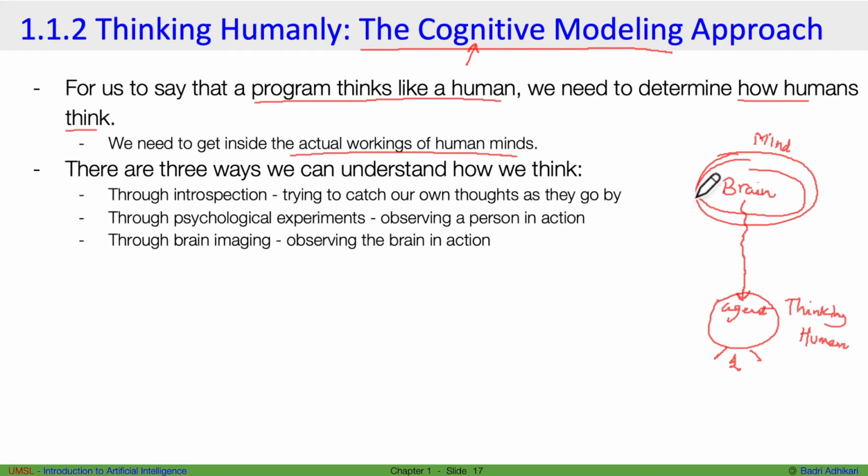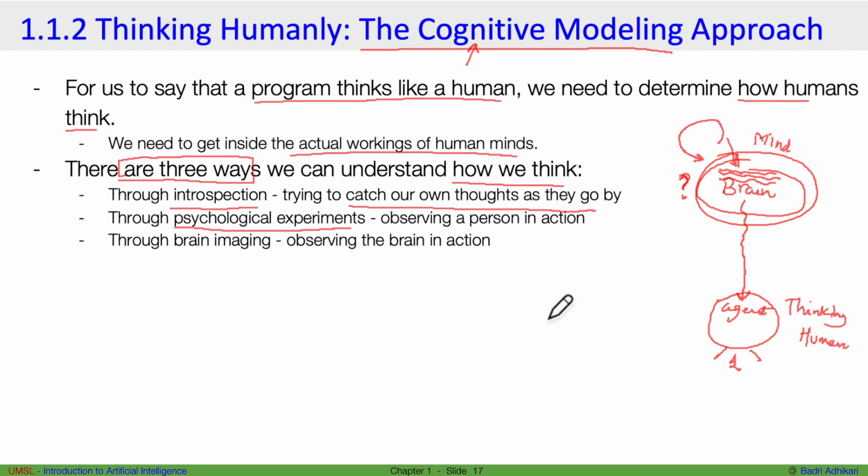So then the first question becomes, how can we understand how we think? There are three ways to do that. The first one is through introspection, that is, trying to catch our own thoughts as they go by. So we ourselves think about how we think, catch the thoughts that go through our mind, and then understand how we think.